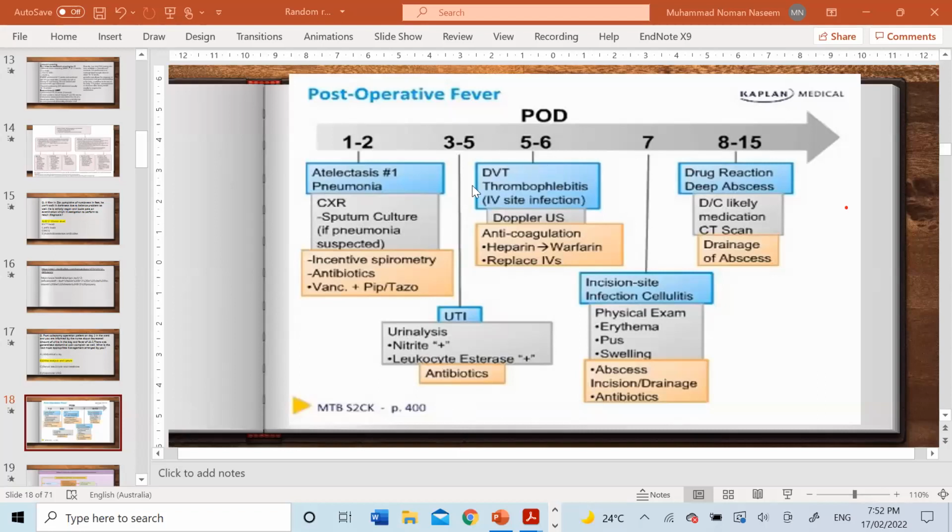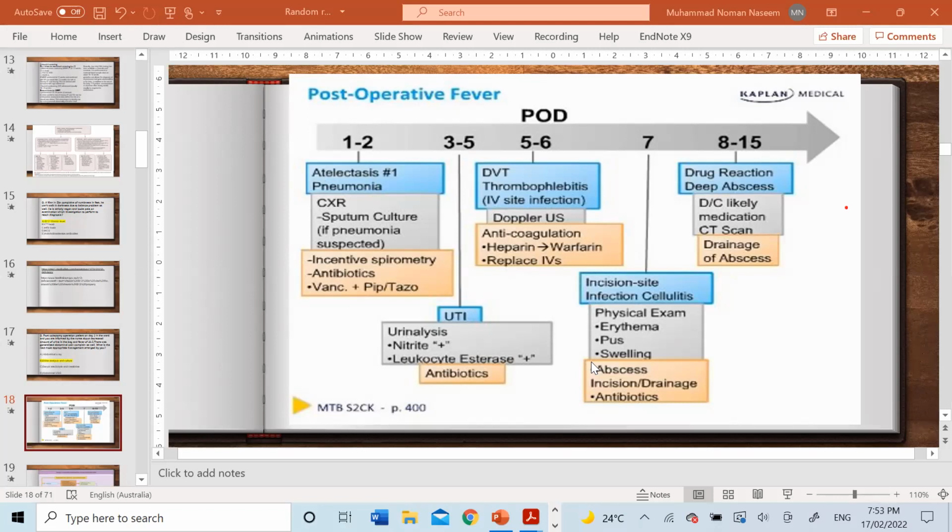Day 5 to day 6, think about DVT, think about IV site infection. Day 7 is always the abscess one, incision site infection, cellulitis. So we do the physical examination of the surgical site, look for the signs of infection there, which is the redness, pus, swelling, inflammation. And if it is abscess, we do the incision drainage because they don't respond to antibiotics. If there is cellulitis, then we give antibiotics.